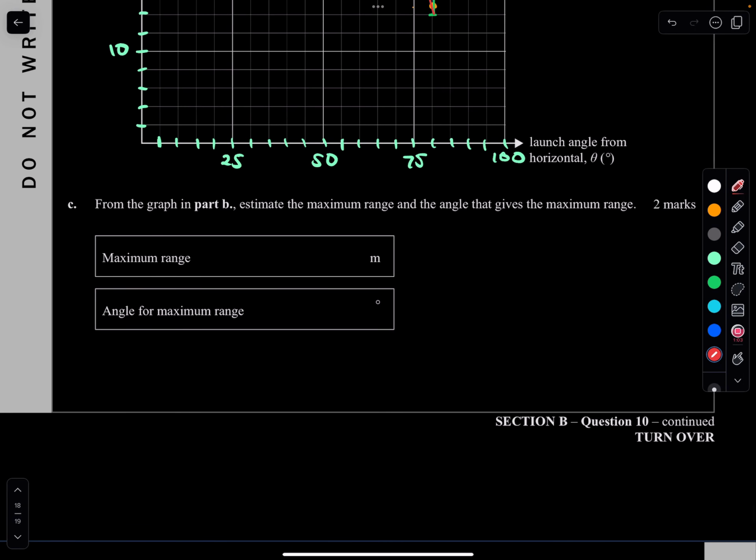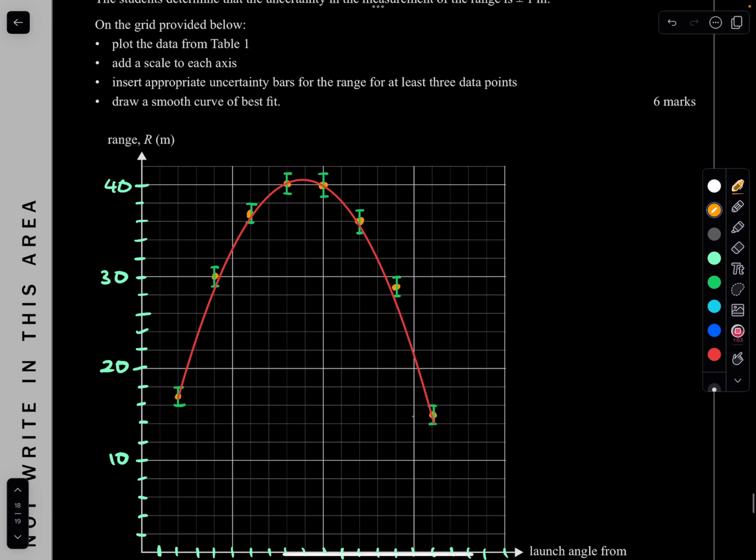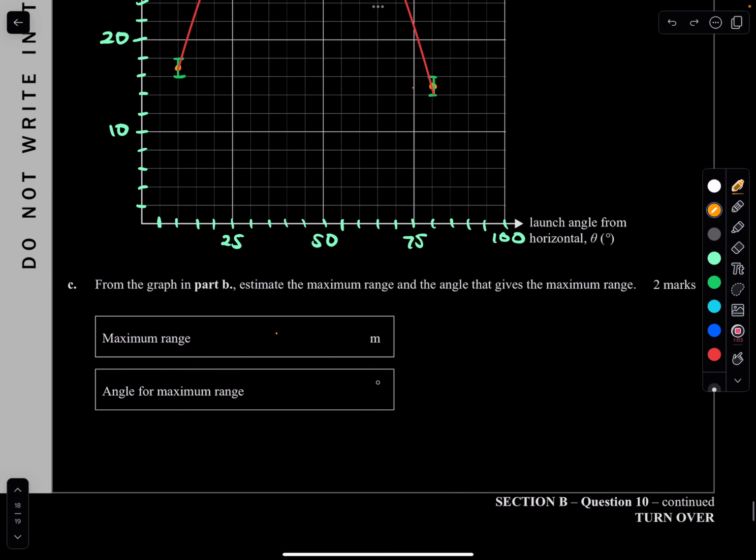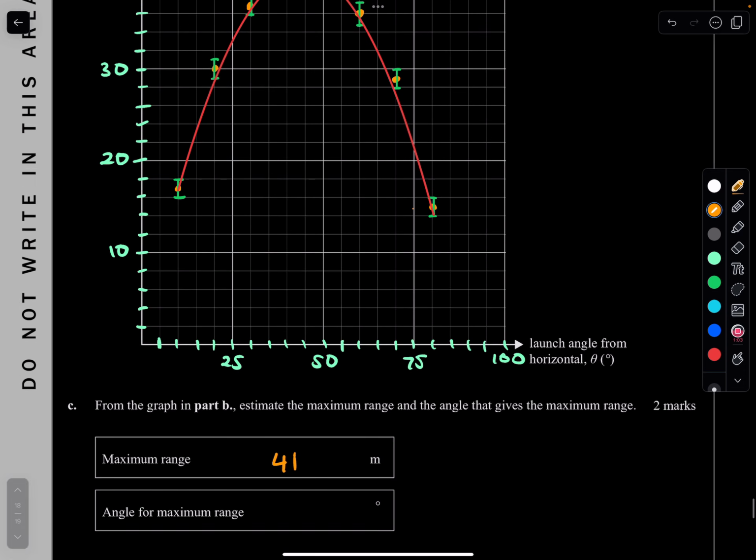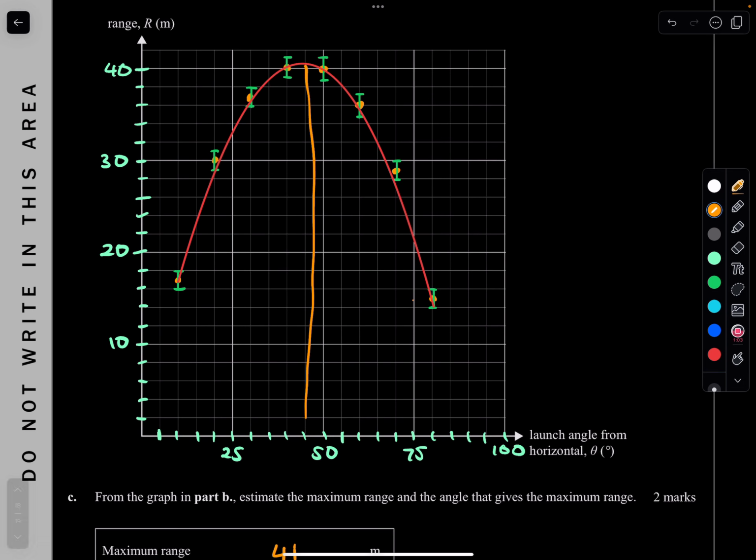So from the graph and part B, estimate the maximum range and the angle that gives that maximum range. Beautiful. So maximum range is this peak over here, basically. So we can see that it's 41. 41, did you say? 41.5 or 40.5? I'll say 41. Maybe my graph's not the best, but I'll say 41. And the angle for the maximum range is basically over here, which is 45. Yep. 5, 30, 35, 40, 45. 45, done.